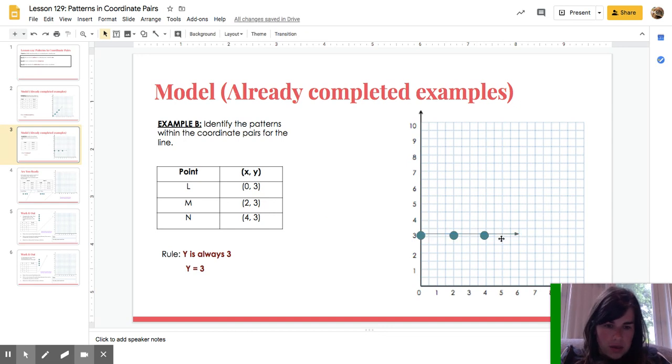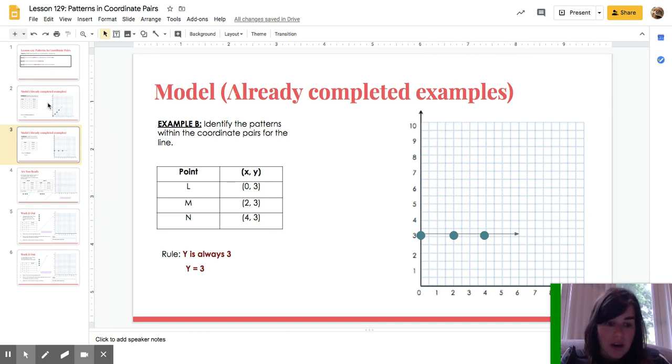Okay, so x has been different this entire time, but notice y. Y is always 3, no matter what x is, no matter how you change it, 0, 2, 4. Even if I put x as 20, y would still be 3. So the rule here is that y is always 3. Y equals 3. It's actually not dependent on x at all. Y can be 3 no matter what x is. So that's the rule for this one.